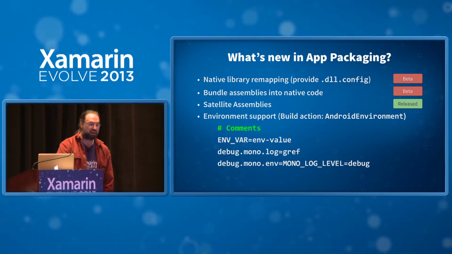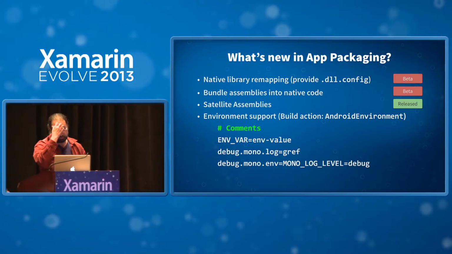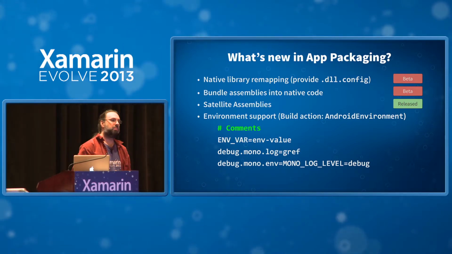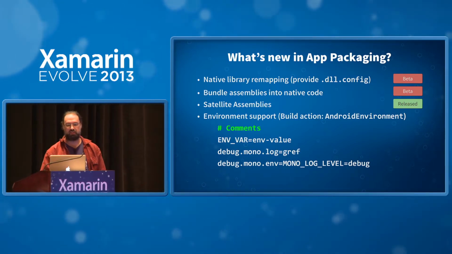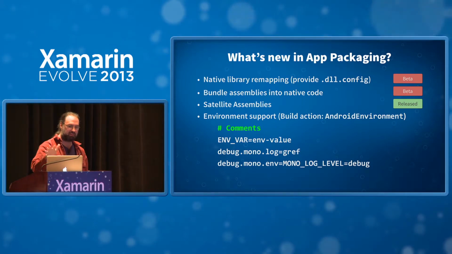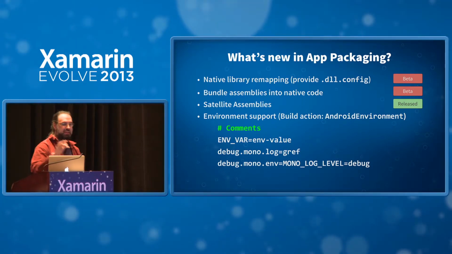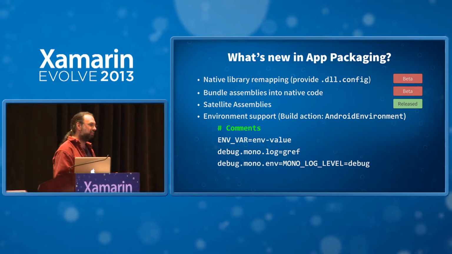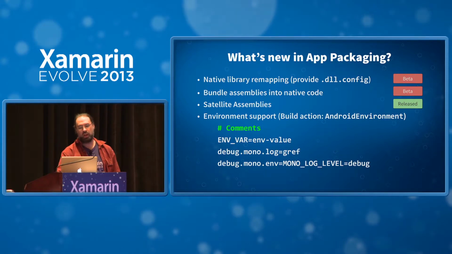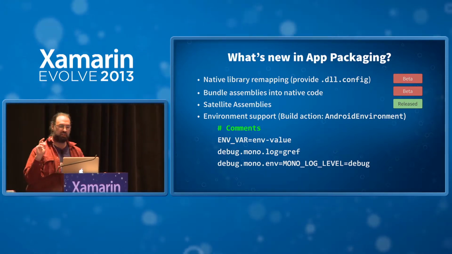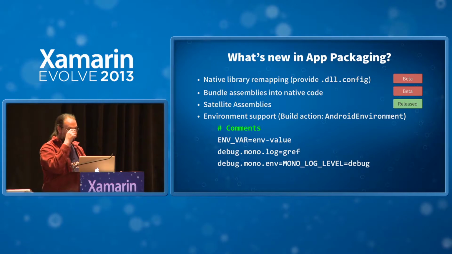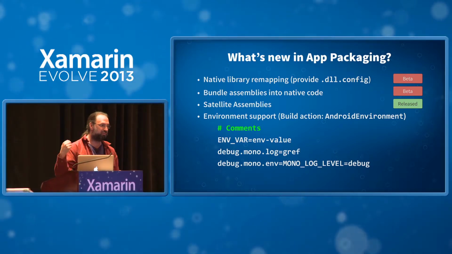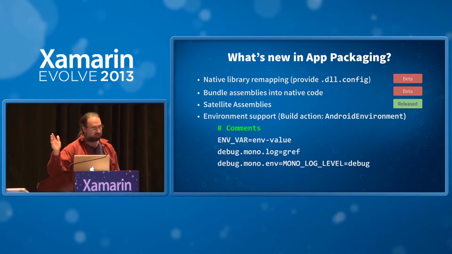We also have environment support. This allows you to take a text file, add it to your project, and set its build action to Android environment. The contents of the file are primarily key equal value pairs or comments. You can have a line starting with the octothorpe, and it'll be a comment. But if the key starts with a capital letter, it'll become an environment variable. Then you can access it in your code from Environment.GetEnvironmentVariable, and it all just works.